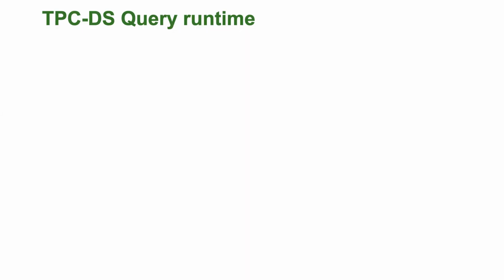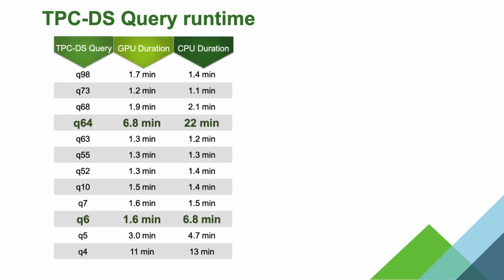We ran TPC-DS for a subset of queries. The comparative run times of these queries are shown here. The result shows that for longer running queries, the GPU accelerates performance. As we can see, GPU makes a significant improvement for the queries Q6 and Q64.